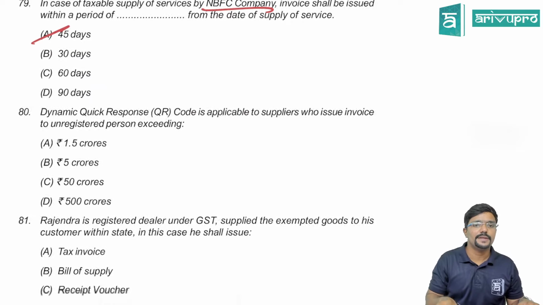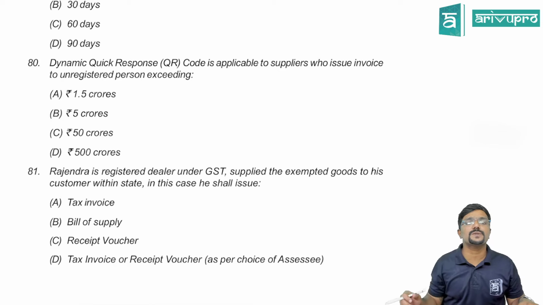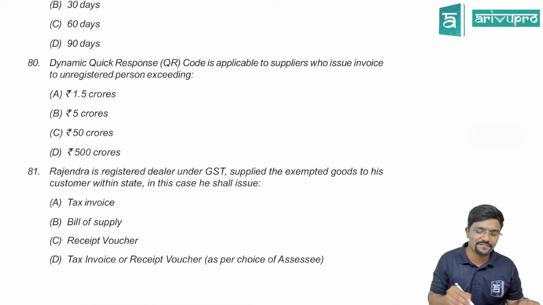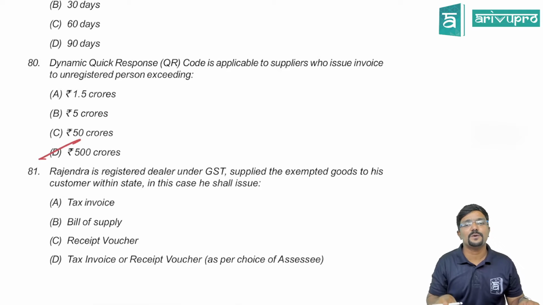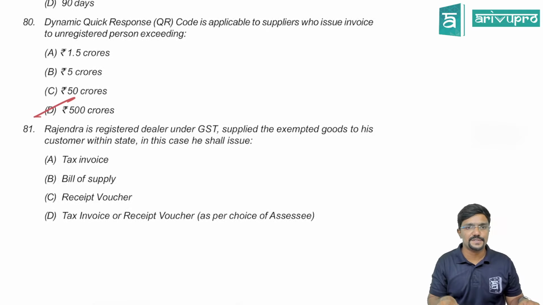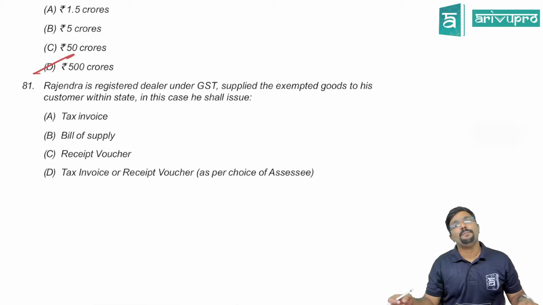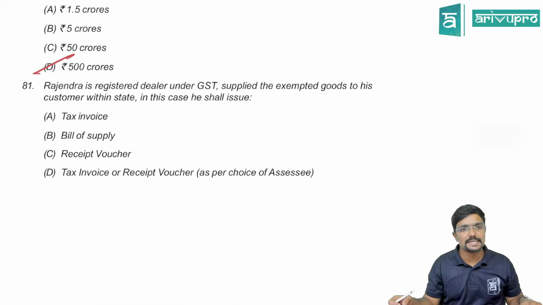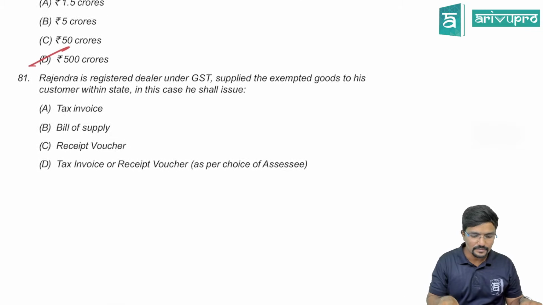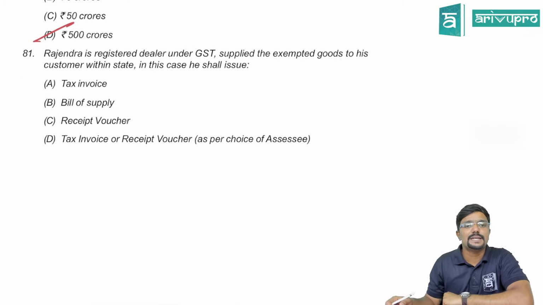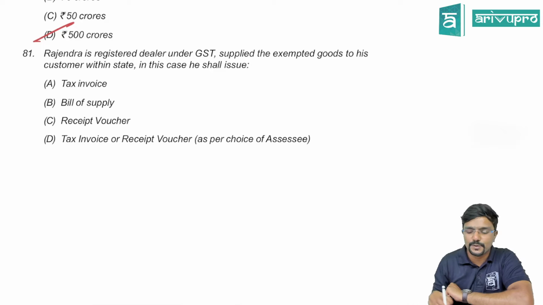Then, dynamic quick response code is applicable to a supplier who issues invoice to an unregistered person, exceeding 500 crore. QR code should be a part of the invoice issued with respect to B2C supply, that is from business to unregistered recipients. Yeah, 81st. Rajendra is a registered dealer under GST, who supplied exempted goods to his customer within the state.